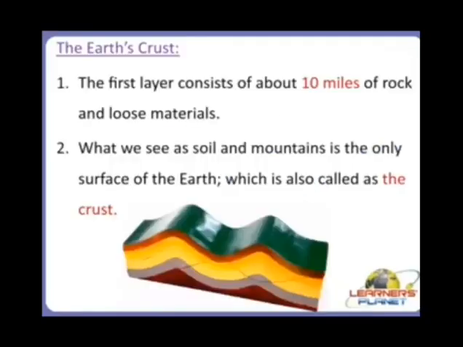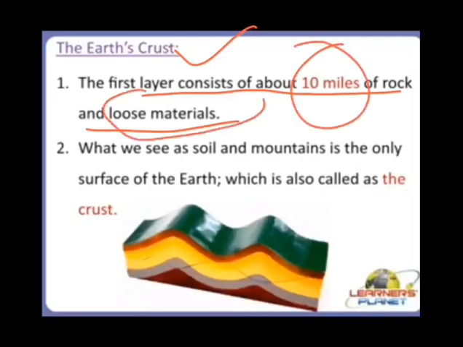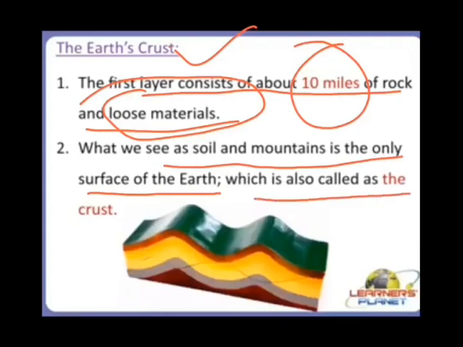So what is the earth crust? It is the first layer, consisting of about 10 miles of rock and loose material. That is why the earth crust is very thick. And what we see as soil and mountain is only the surface of the earth, which is also called the crust. It is the outermost layer of the earth, and it consists of about 10 miles of rocks and loose material. You can see here that the earth crust is very thick, right?